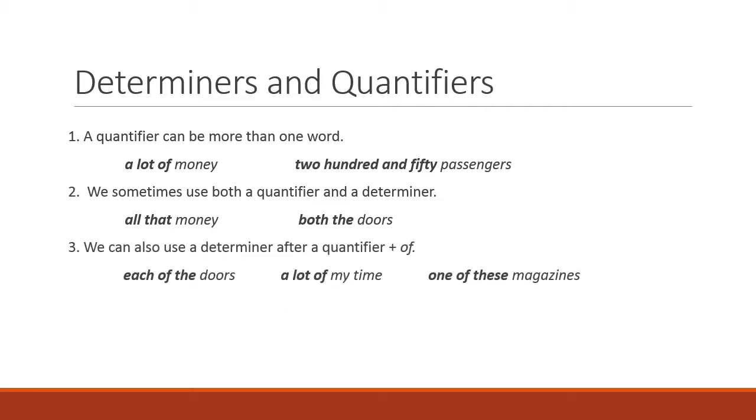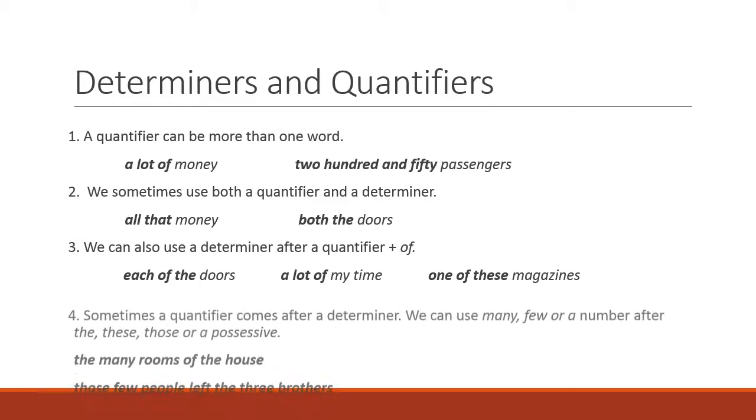We can also use a determiner after a quantifier and of plus of: each of the doors, a lot of my time, one of these magazines. Now when you observe these phrases, what we find is that you have a determiner, and then you also have a quantifier, and then you have a preposition of in combination with this.